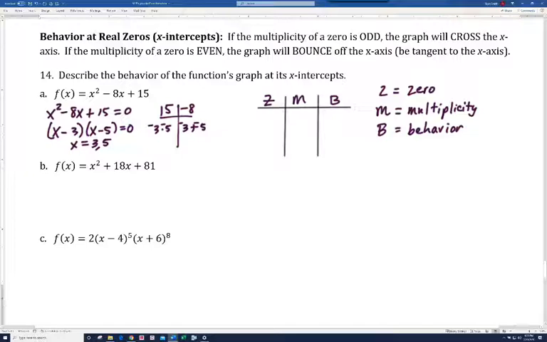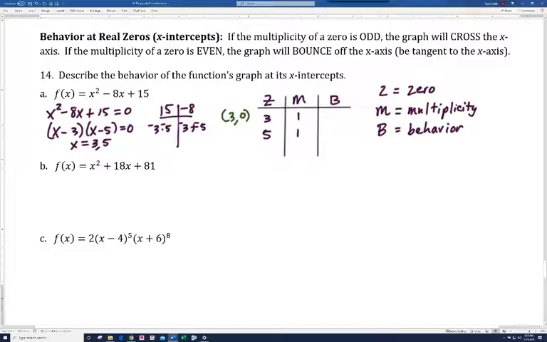Remember, that's what we're supposed to do. Describe the behavior of the function's graph at its x-intercepts. So our zeros are 3 and 5, and they both have a multiplicity of 1 because each factor just occurs once. And now just keep in mind, if our zero is 3, then the corresponding x-intercept is (3, 0).